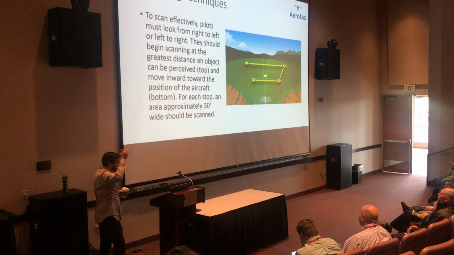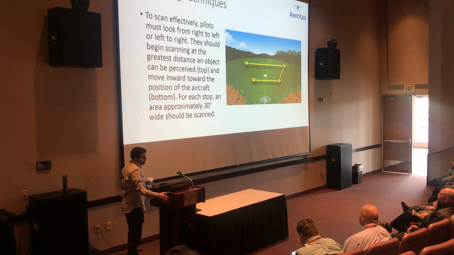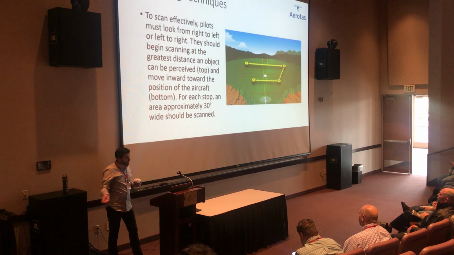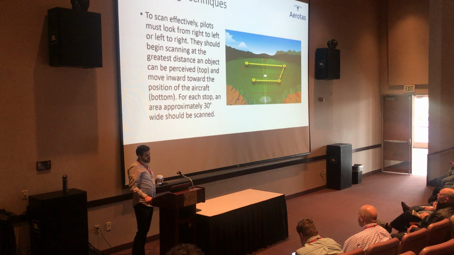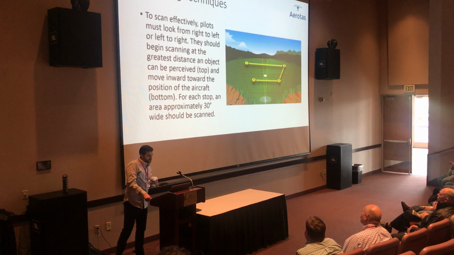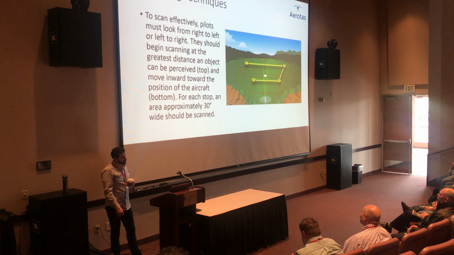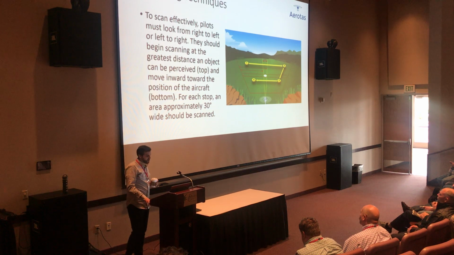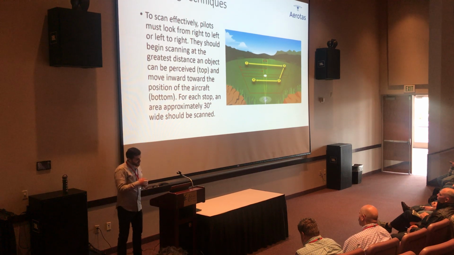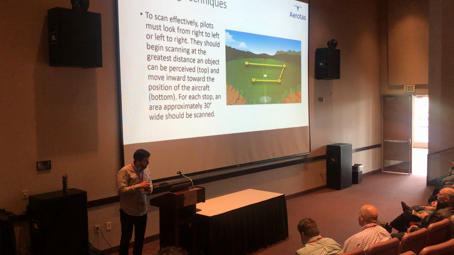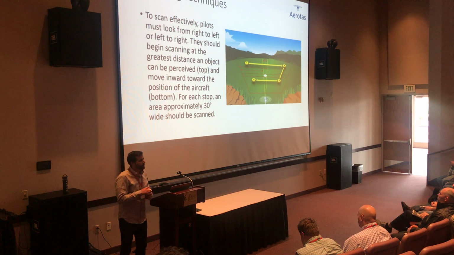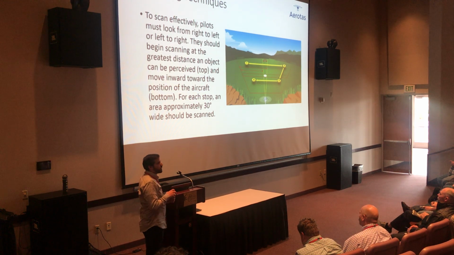So the FAA's prescribed way to do this is you must look from left to right or right to left, start at the greatest distance an object can be perceived at the top, and then move inward towards the position of the aircraft at the bottom. And for each stop, an area approximately 30 degrees wide should be scanned. Why is it 30 degrees? You know what? I don't really know.